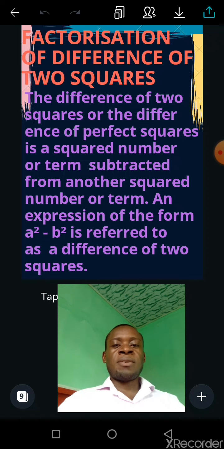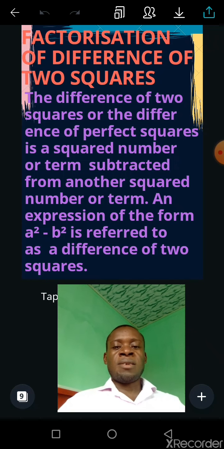The topic we are considering today is factorization of difference of two squares. Factorization of difference of two squares. The difference of two squares, or the difference of perfect squares, is a squared number or term subtracted from another squared number or term. An expression of the form a raised to the power 2 minus b raised to the power 2 is referred to as a difference of two squares.